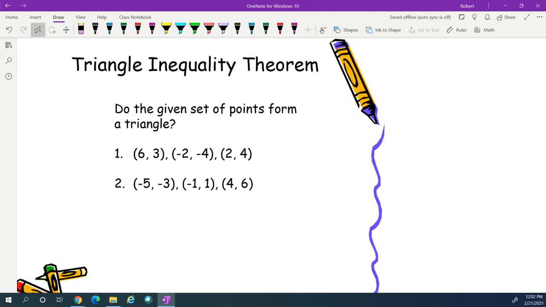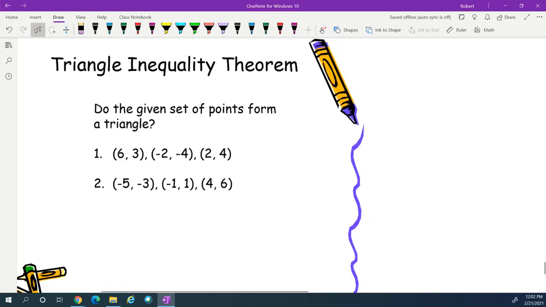Okay. And finally, again, we're determining if our points here can form a triangle. And we've got a couple different approaches. One, we can graph. It's either a line or a triangle.